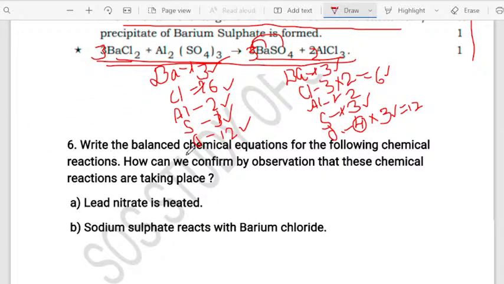See, write the balanced chemical equations for the following chemical reactions is the next question. So these questions can also be asked in the examination, dear students. In the preparatory paper also, if you check the paper, you can see that they have asked to write the balanced equation by giving the word equation.